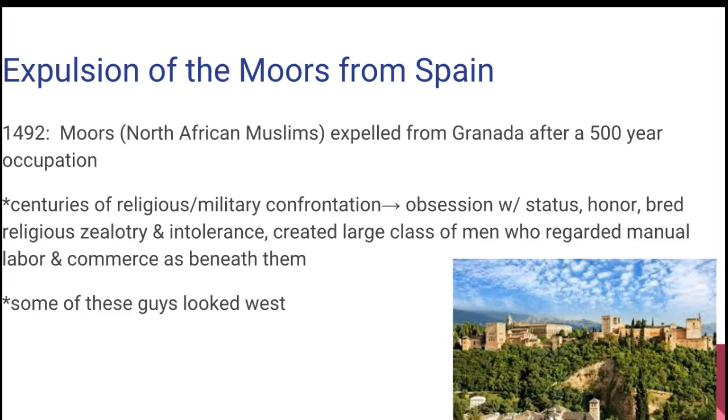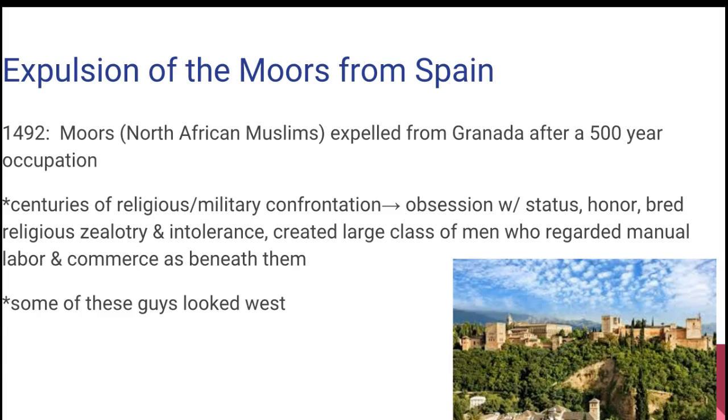So the Moors had been in Spain for 800 years. They had all of these issues, and after all this military and religious confrontation, the Spaniards had developed a society that was obsessed with status, society, and honor. They were into religious zeal, and they were intolerant because they had been fighting Islam for so long, and they were a Catholic country. They were very much into religion and making sure that the Catholics were the biggest and the best. They had a large class of men who thought it was beneath them to do manual labor, and even commerce. Merchants were looked upon as low class, even though merchants in England were pretty well respected, and they made plenty of good money. But these people in Spain were too good to do manual labor. That was beneath them.